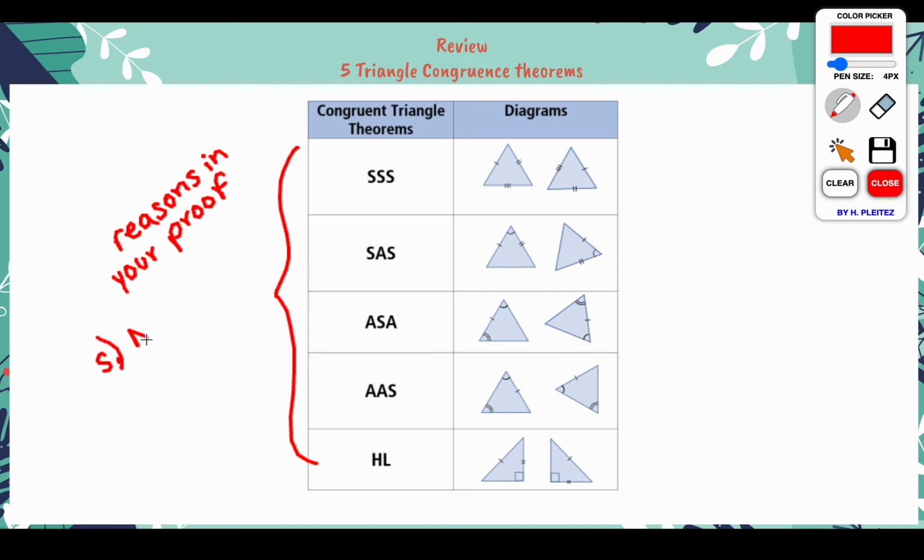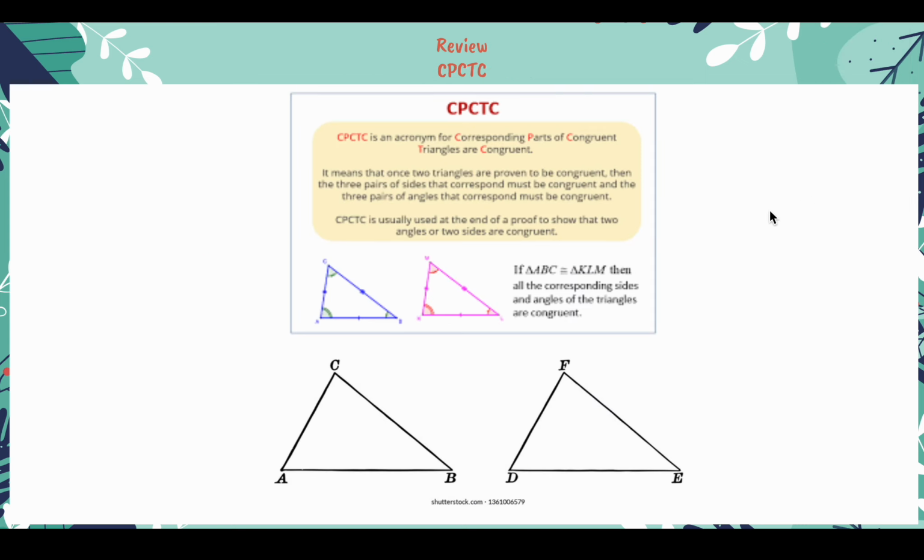Your statement would look something of the sort: triangle ABC, or whatever 3 letters they are, is congruent to triangle DEF. And again, these letters are just placeholders, but the main thing that you should understand is that each of these 5 things go as reasons, and the statements that go along with them are just saying that 2 triangles are congruent. Now remember that once we have that 2 triangles are congruent, we're allowed to use CPCTC to say that the other pieces, the other corresponding parts, are congruent.